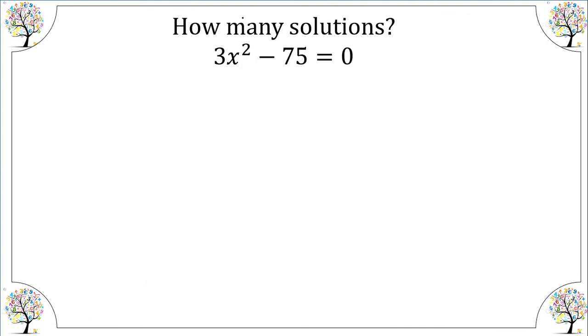Okay, let's solve this one. X is being squared, then multiplied, then subtracted. So we're going to undo going backwards. So we're going to add 75 to both sides.